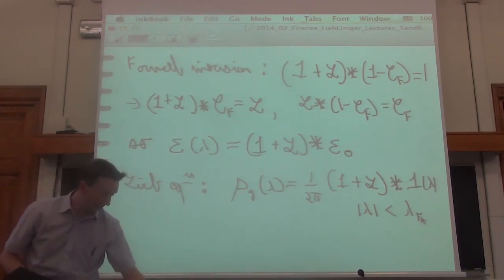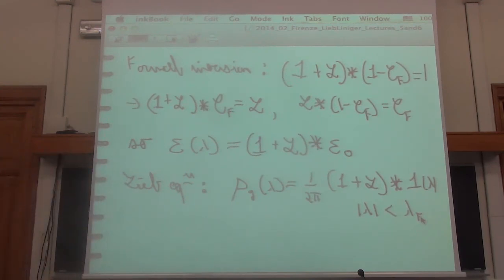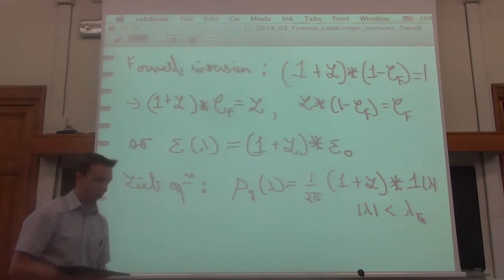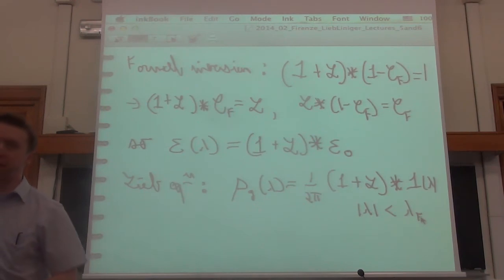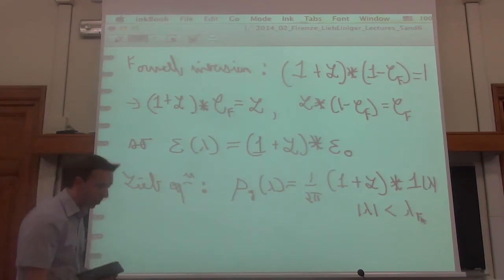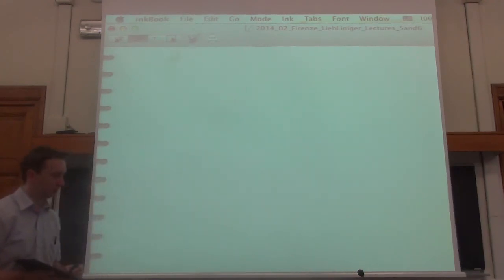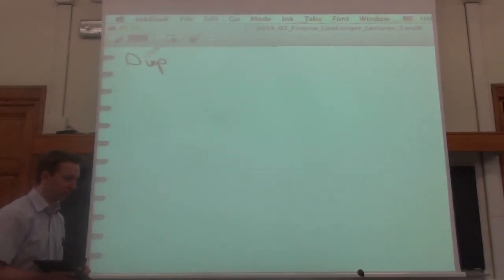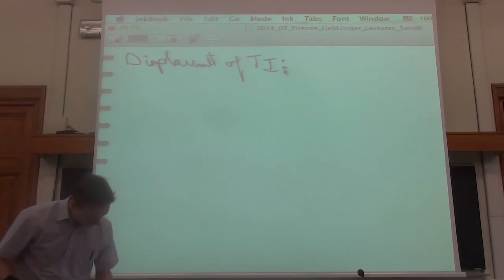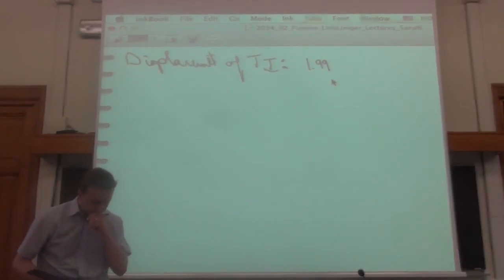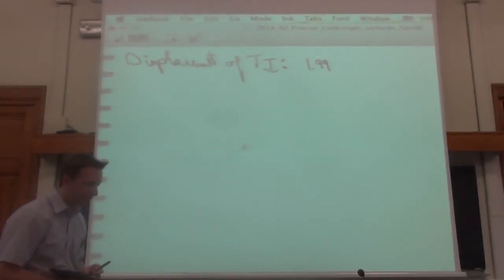Okay, now what I want to do is go back to the equations that we had for the excitations, because what this will lead to is a nice interpretation of this function epsilon of lambda. Okay, so let's just do that. We had an equation for the displacement of type 1 modes. And this was equation 1.97 in the notes from last time.